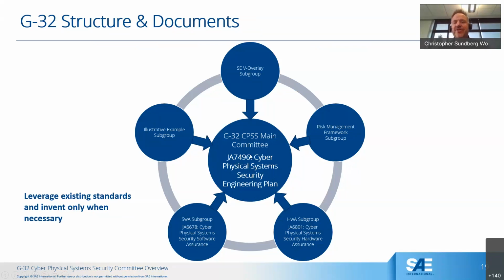And inside this document, we actually have a couple of informative appendices that help illustrate some of the concepts in cyber physical system security. So we really took that concept of the systems engineering V and applied it to cyber physical systems engineering. Again, using 15288 as a very good base for it. We have an extensive group in risk management that have contributed a very handy informative appendix about how to apply risk management into cyber physical systems and cyber physical systems engineering. And then finally, we have an illustrative example subgroup.